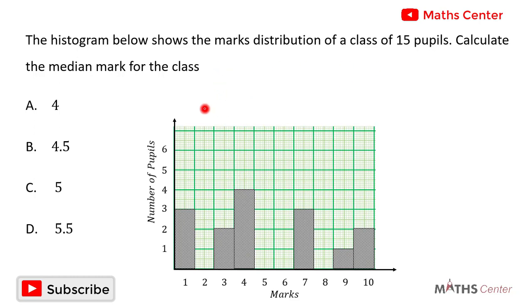To get the median, we will have to list the marks in ascending order, that is from the smallest to the highest. From the histogram, we can see that the marks are 1, 2, 3, 4, 5, 6, 7, 8, 9, 10. And on this axis, we can see the number of students who scored each mark. The first mark is 1, and the number of students who scored 1 is 3, because the height of the bar is at 3. So it means that 3 students scored 1. So you have 1, 1, 1, showing the 3 students that scored 1.